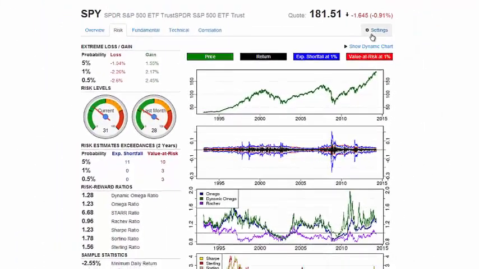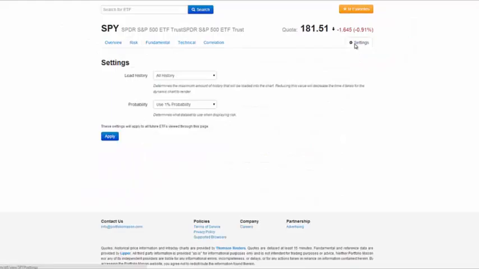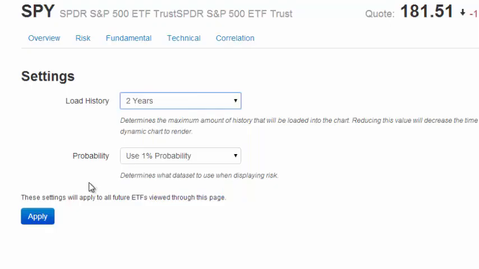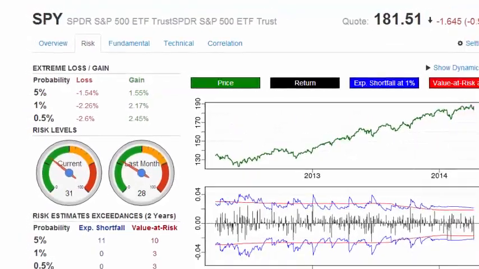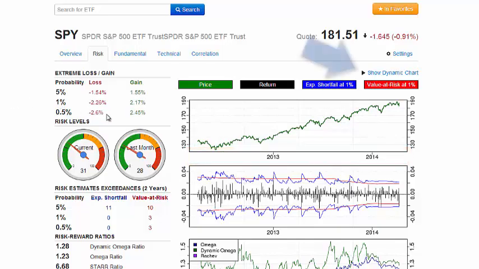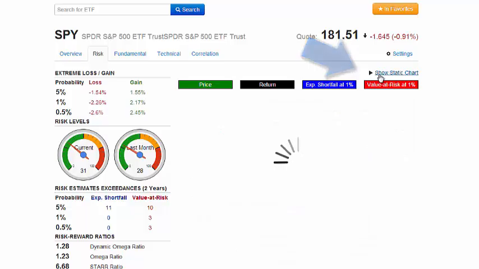Under Settings, let's change this so that only the most recent 2 years are loaded. Notice our price and returns graphs are now updated with only 2 years of history. Notice below Settings is a control, Show Dynamic Chart.